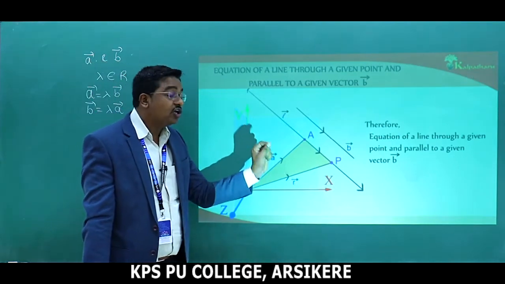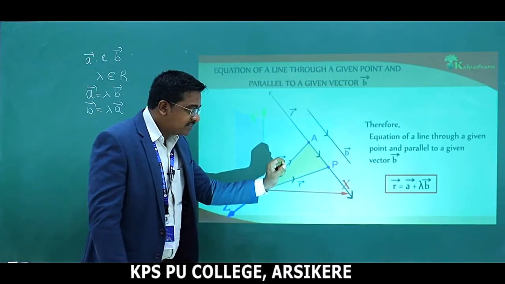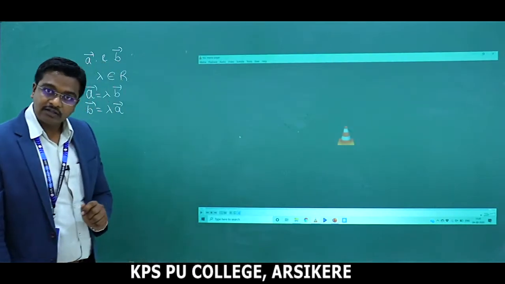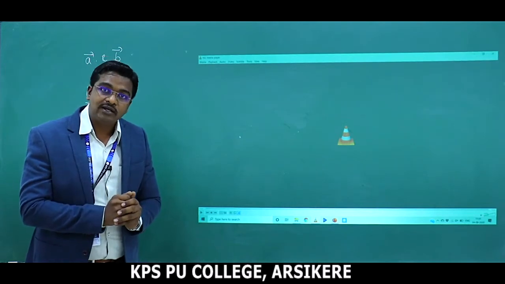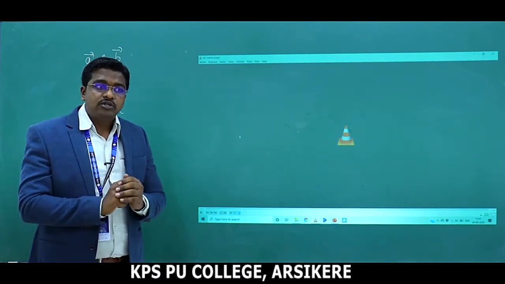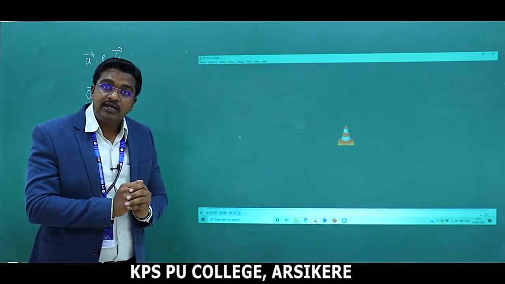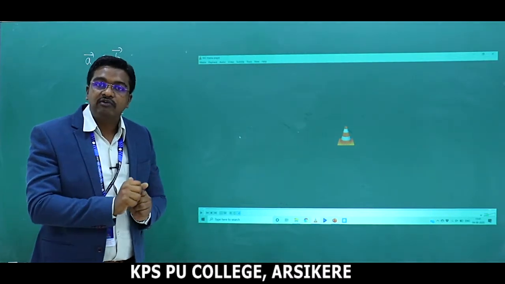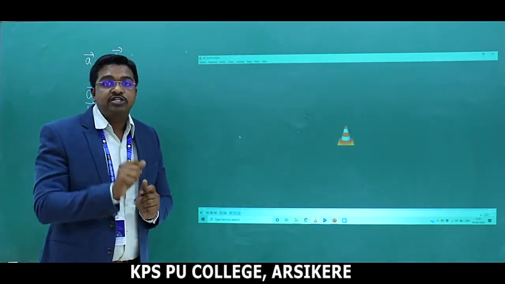Therefore, the equation of the line through a given point and parallel to the given vector B is vector R is equal to vector A plus lambda into vector B. This is the formula. This is very important. Now go through the derivation; if you need to, rewind the video and understand it. Vector R is equal to A plus lambda into B represents the equation of the line passing through the given point and parallel to the given vector, in vector form. At the same time, we have to derive the Cartesian form. We'll discuss that here.